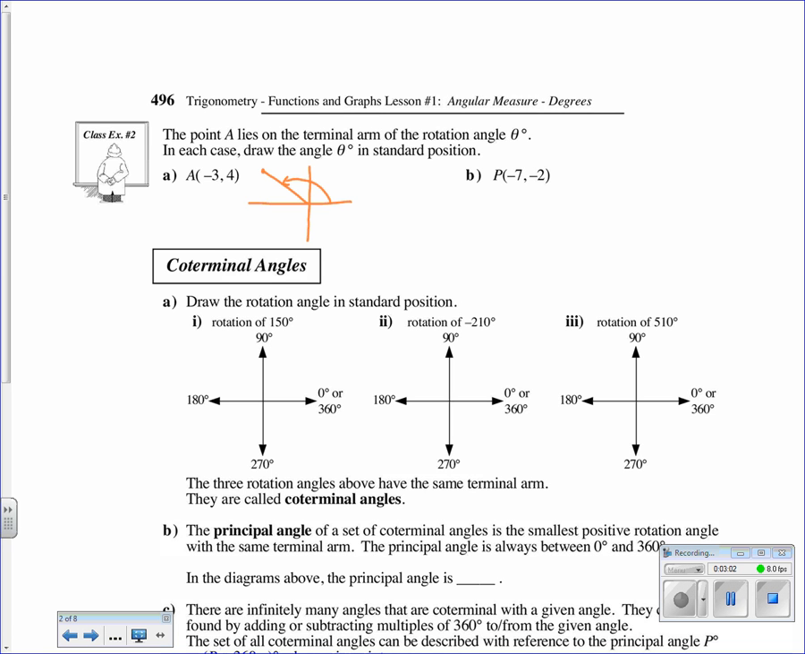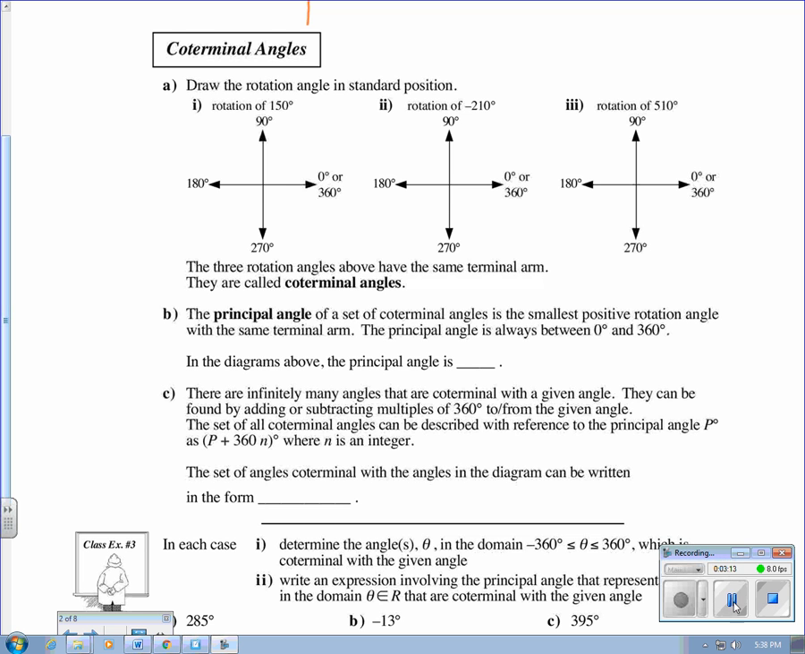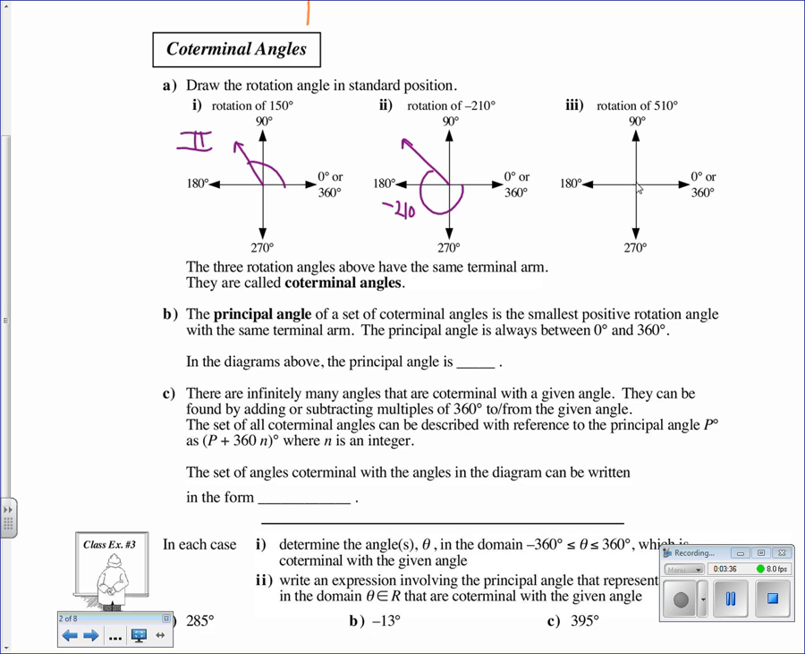We want those other definitions. Coterminal angles are angles that end at the same position, share a terminal arm. Sorry, I've been drawing my rotations here. 150, -210, and now 510. And 510 is at least one rotation around the circle. And it leaves me with 150 degrees left. So the rotation is around the circle once, and then an extra 150 to be 510.